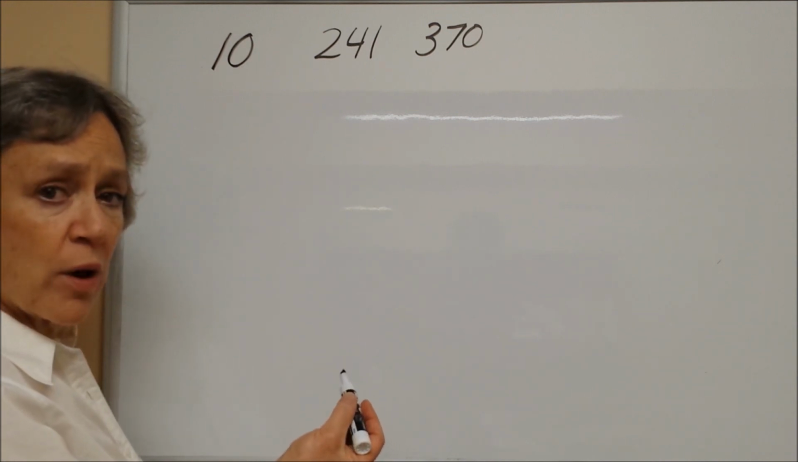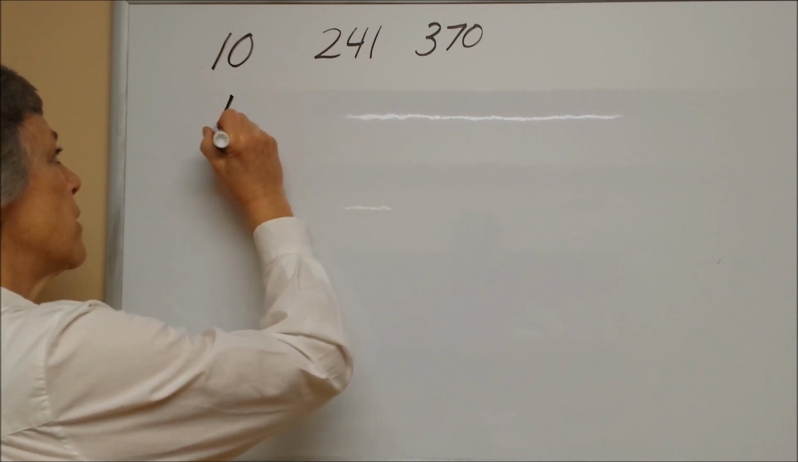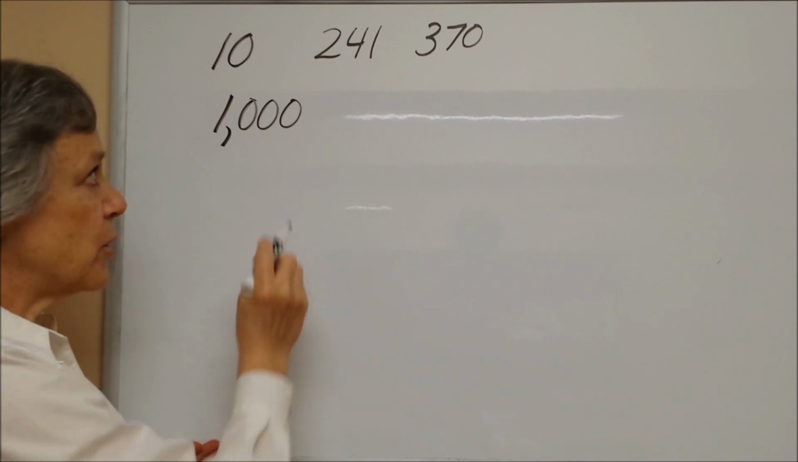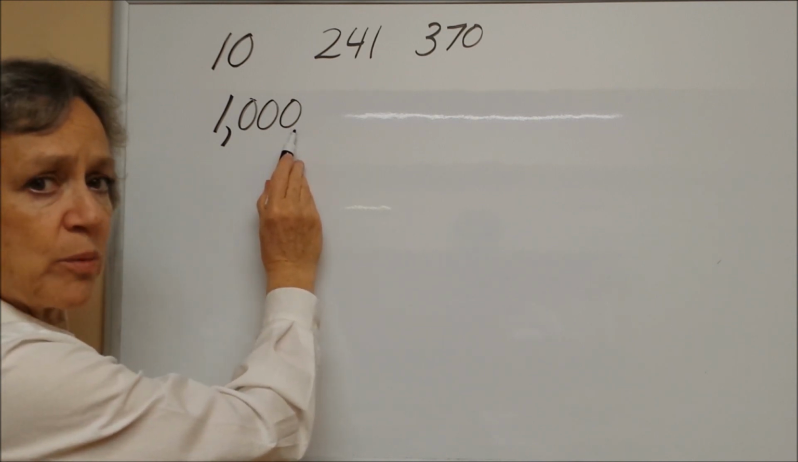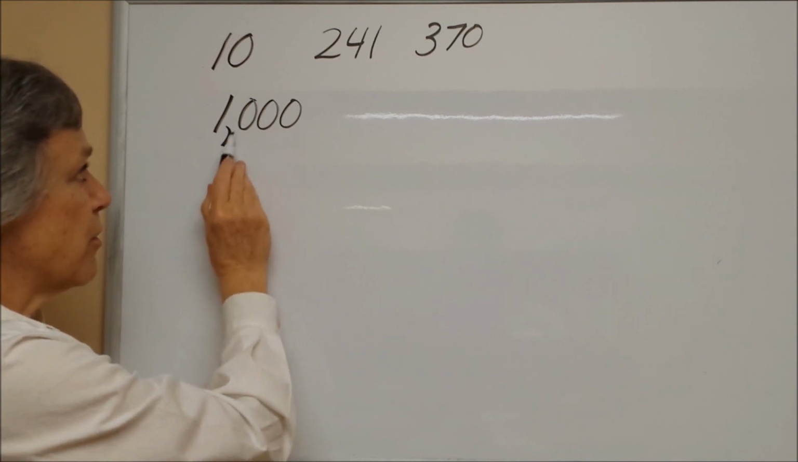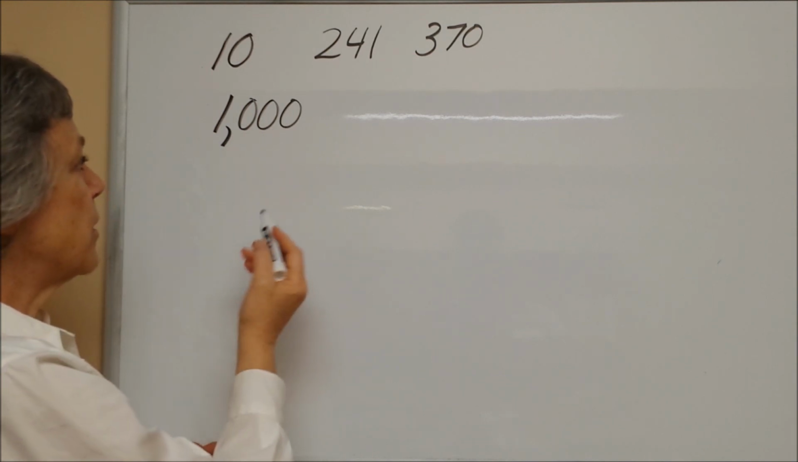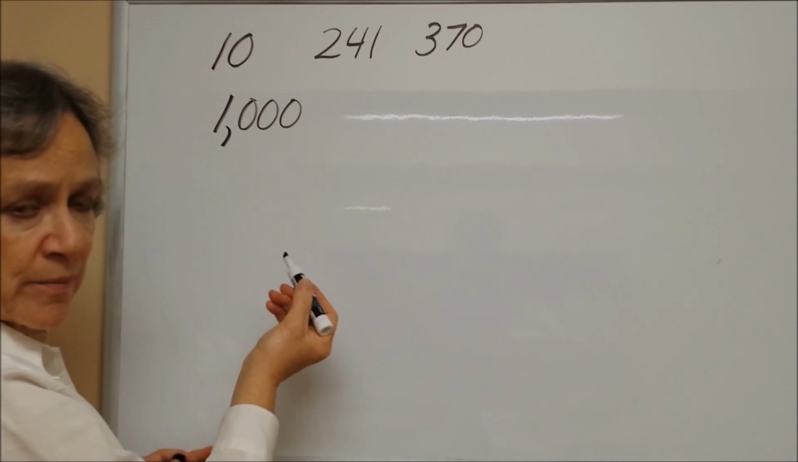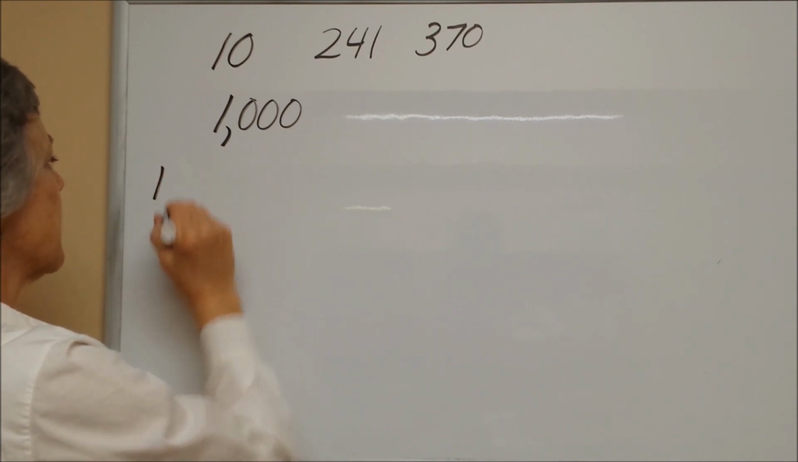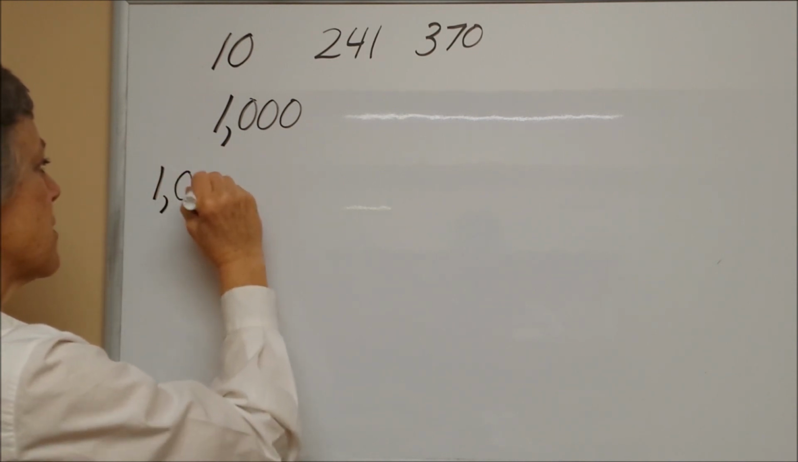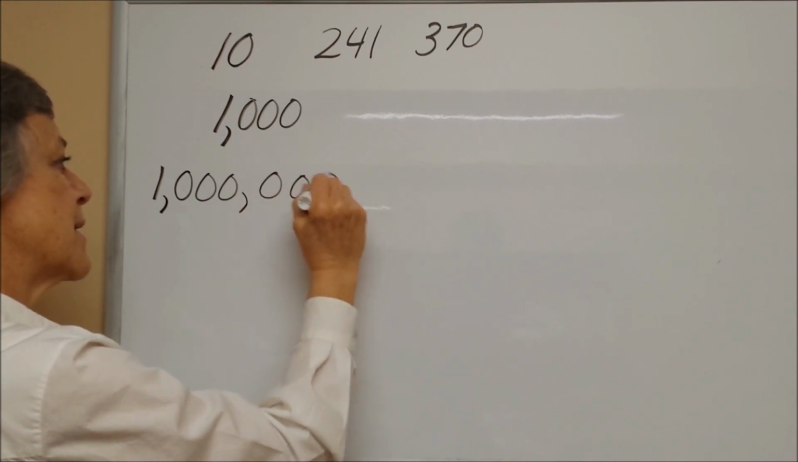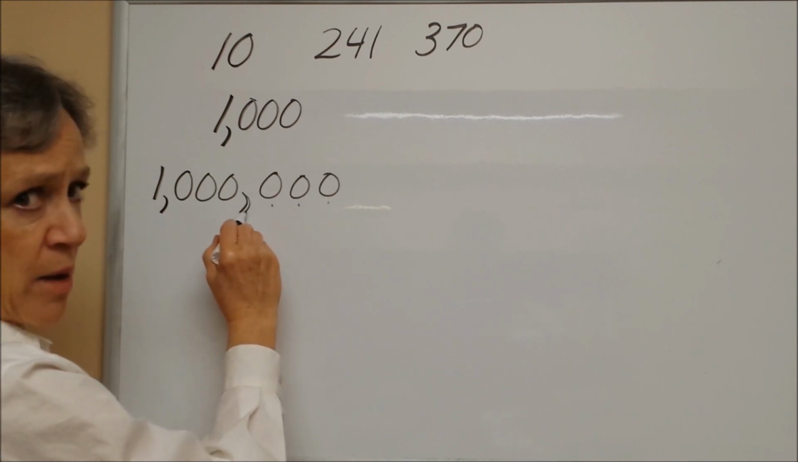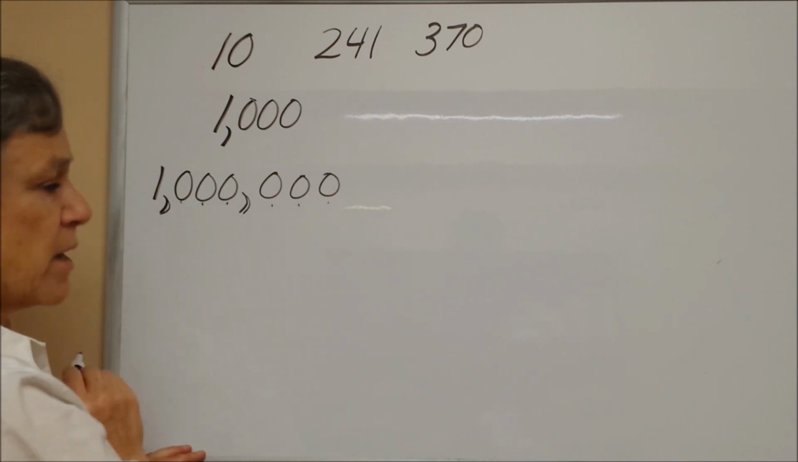So if I were to write the number 1,000, I would write 1, 0, 0, 0. Starting from the right, we put a comma at every third digit. So if I had a larger number, for example, maybe I had 1 million, I would have to put a comma at every third digit starting from the right. So 1, 2, 3, there's my comma. 1, 2, 3, there's my comma.